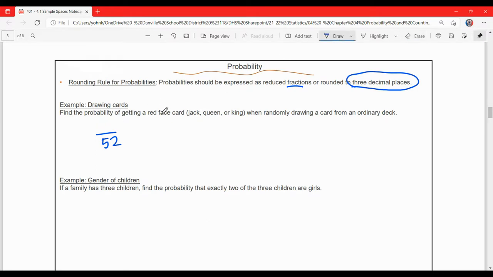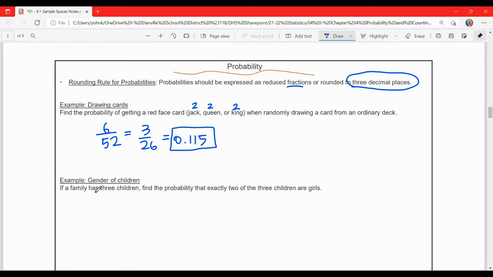Okay. They have to be red face cards. So there are 2 red jacks, 2 red queens, and 2 red kings. So that's 6 out of 52, which is 3 out of 26, and the decimal is 0.115. Sorry, I had a bit of a brain moment.